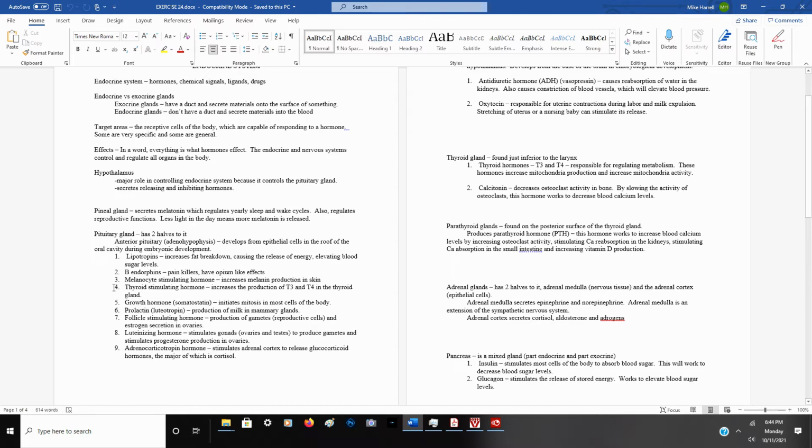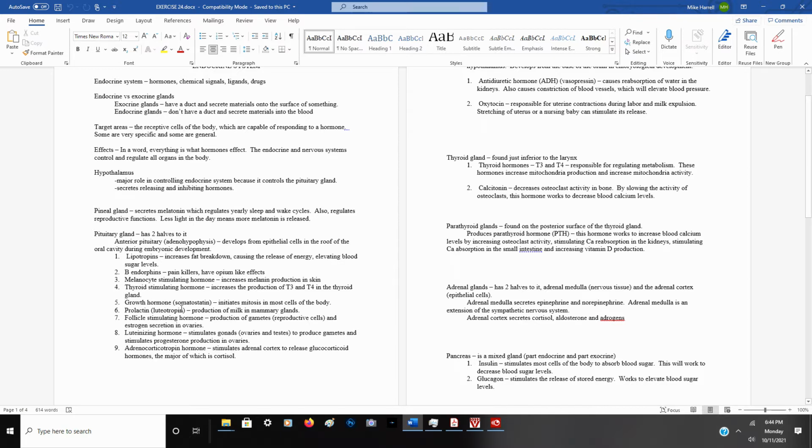Number 4, thyroid stimulating hormone. Here's another one just like number 3 that largely tells you what it does. Thyroid stimulating hormone stimulates the thyroid gland to produce and release its hormones, T3 and T4. So we'll look at those two from the thyroid gland further along.